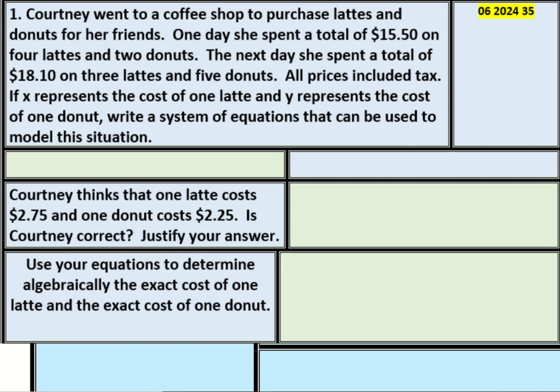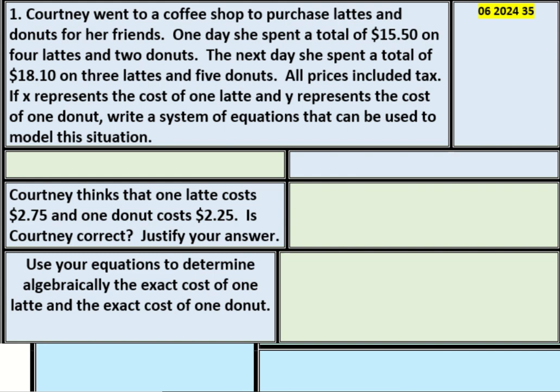Okay, question 1. Courtney went to a coffee shop to purchase lattes and donuts for her friends. One day, she spent a total of $15.50 on 4 lattes and 2 donuts. The next day, she spent a total of $18.10 on 3 lattes and 5 donuts. All prices include tax. If x represents the cost of 1 latte and y represents the cost of 1 donut, write a system of equations that can be used to model this situation.